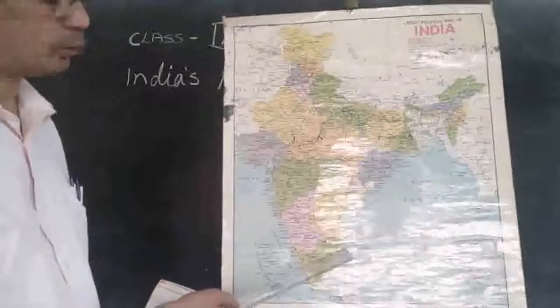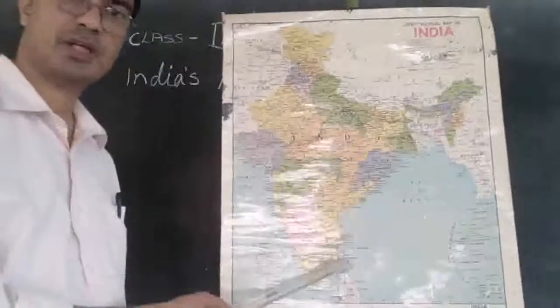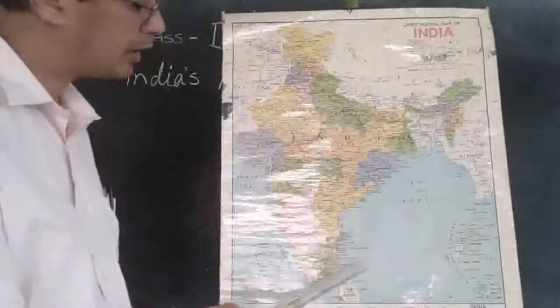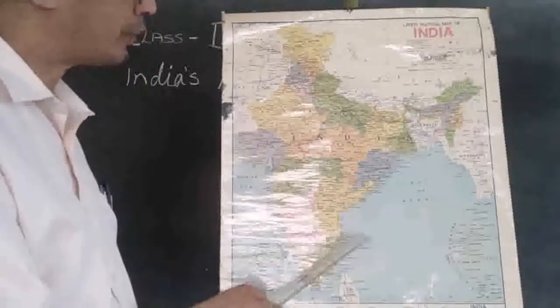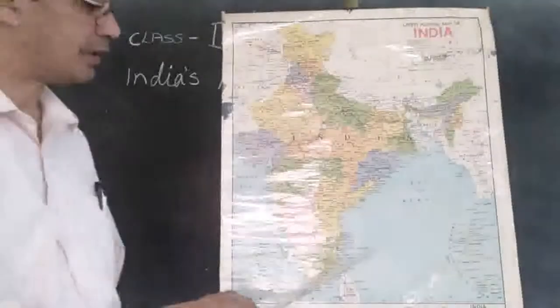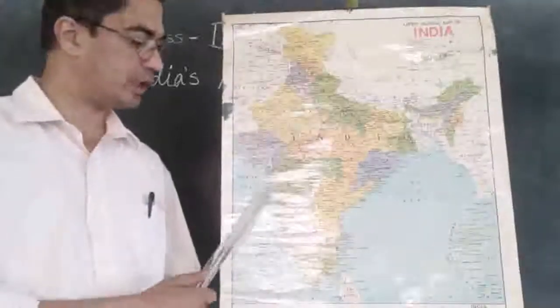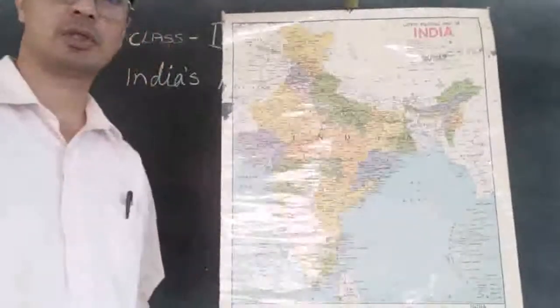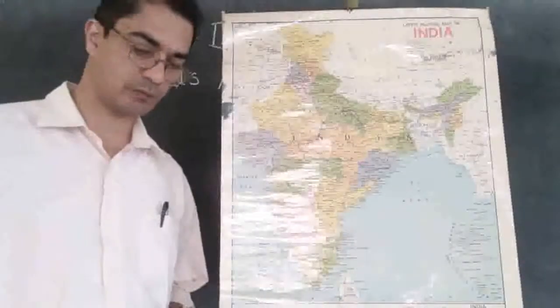What are the names? Two are there. One is Pondicherry, or Puducherry. Nowadays the name is changed and it is known as Puducherry. Another one is Andaman and Nicobar Islands. So here we have two, and here also we have two union territories.